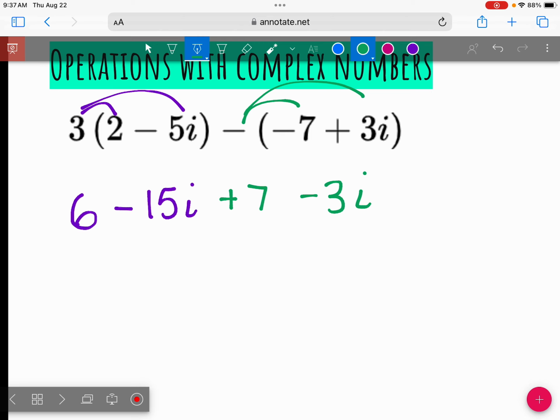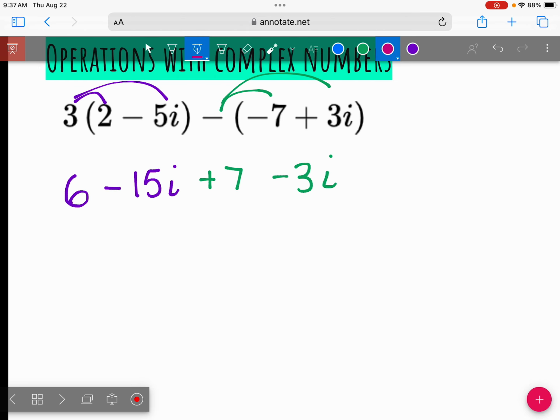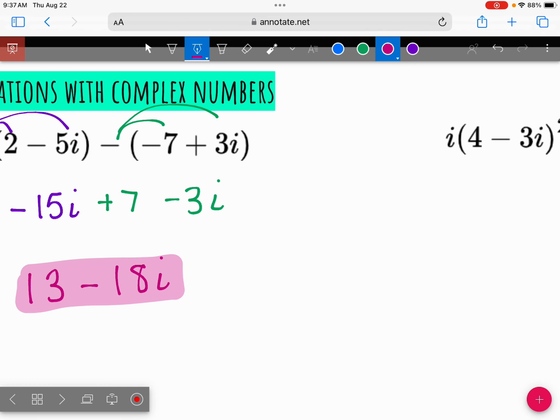So, combine our like terms. What's our answer here? So 6 minus negative 7, which is also known as 6 plus 7, which is what? 13. What's my imaginary component? Negative 18. Minus 18i. It's the same thing when you write it down, whether you say negative or minus. Totally fine. Okay, there's our answer on that one.